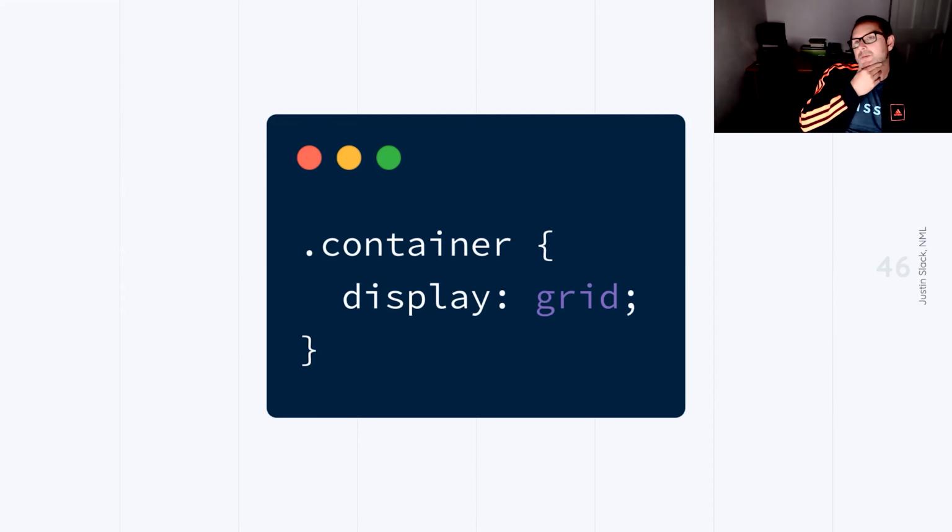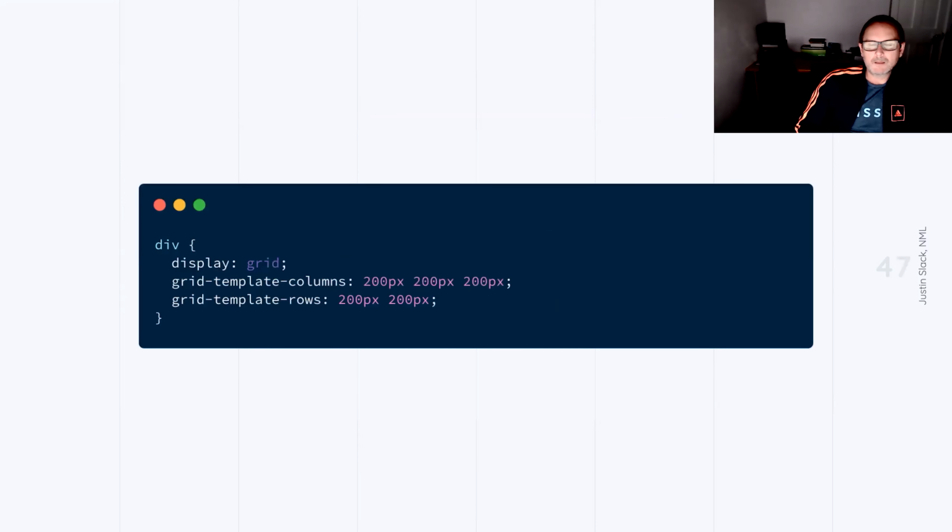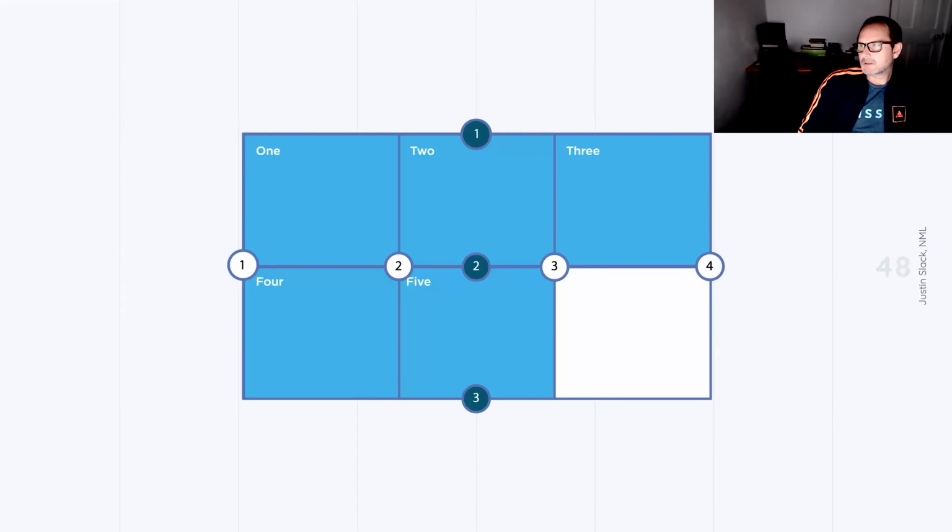But as soon as we say display grid, all direct children of that container become what is called a grid item. And we can then specify, okay, well, what should our grid look like? And we do that via the grid-template-columns and grid-template-rows properties. So display grid, grid-template-columns, and this is just a simple one, 200, 200, 200, and then rows 200, 200. This is going to give us 3 columns of 200 pixels each and 2 rows of 200 pixels each. And this is really the representation.